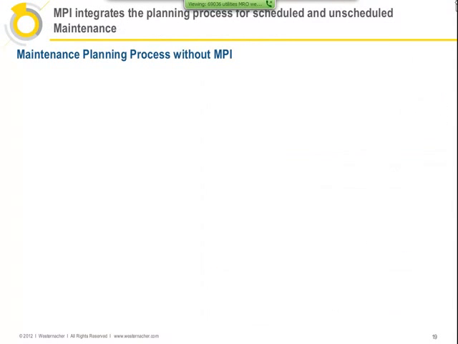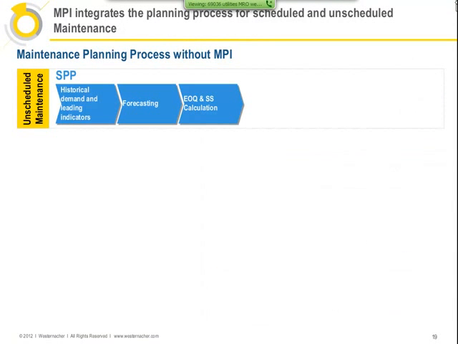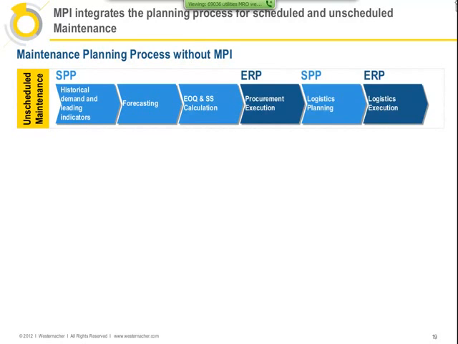So a little more about how these wouldn't work if they were independent. If we talk about the maintenance planning process, if we did not have the maintenance planning integration, first of all, SPP is going to be taking demand forecasts and still creating these within the systems, doing the EOQ calculations and safety stock calculations. If you're only running SPP and you're not running this MPI integration, you still have a very powerful tool in the forecasting to be able to provide you good numbers for what you should be stocking.